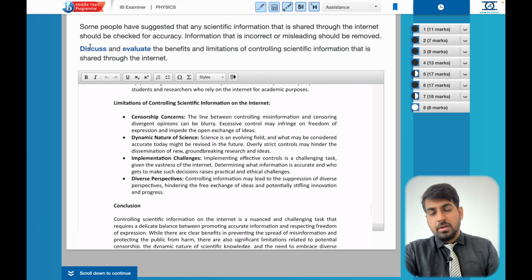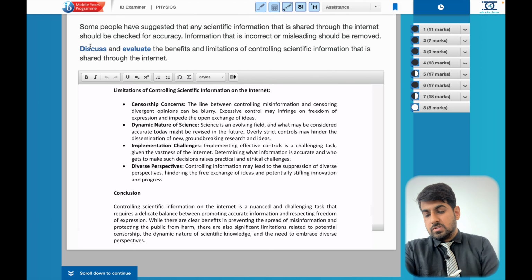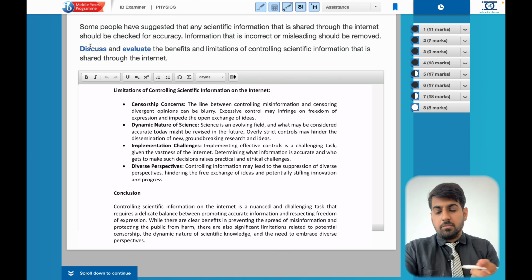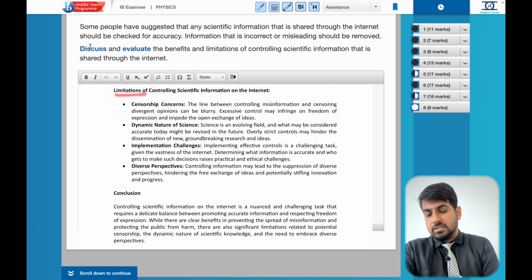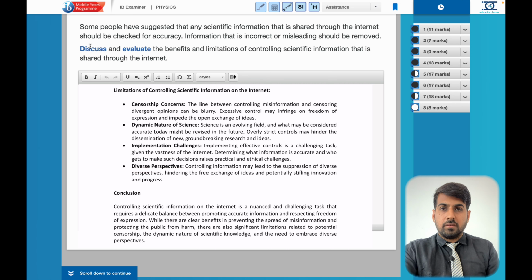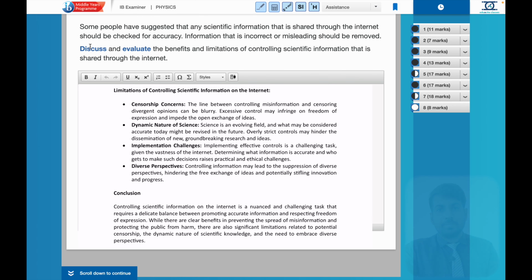Then again, for limitations, at least 2 are required and the explanation of any one of them. So if you look at the marking scheme, you will get an idea. Now limitations, I have censorship concerns, dynamic nature of science, implementation challenges, diverse perspectives. So you can go through any of them. You just pause the video and read it once.